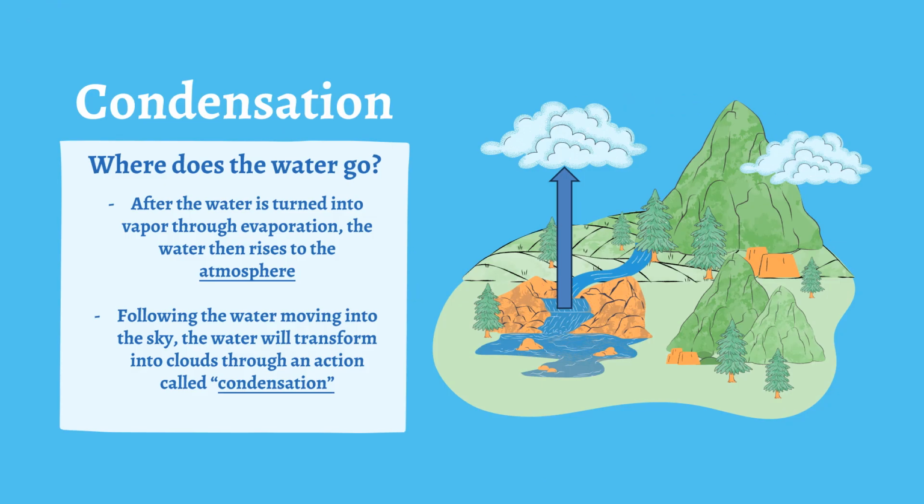Continuing off of that, this is the second step, condensation. But where does the water go exactly? After the water is turned into vapor through evaporation, the water then rises to the atmosphere. Following the water moving into the sky, the water will transform into clouds through an action called condensation.